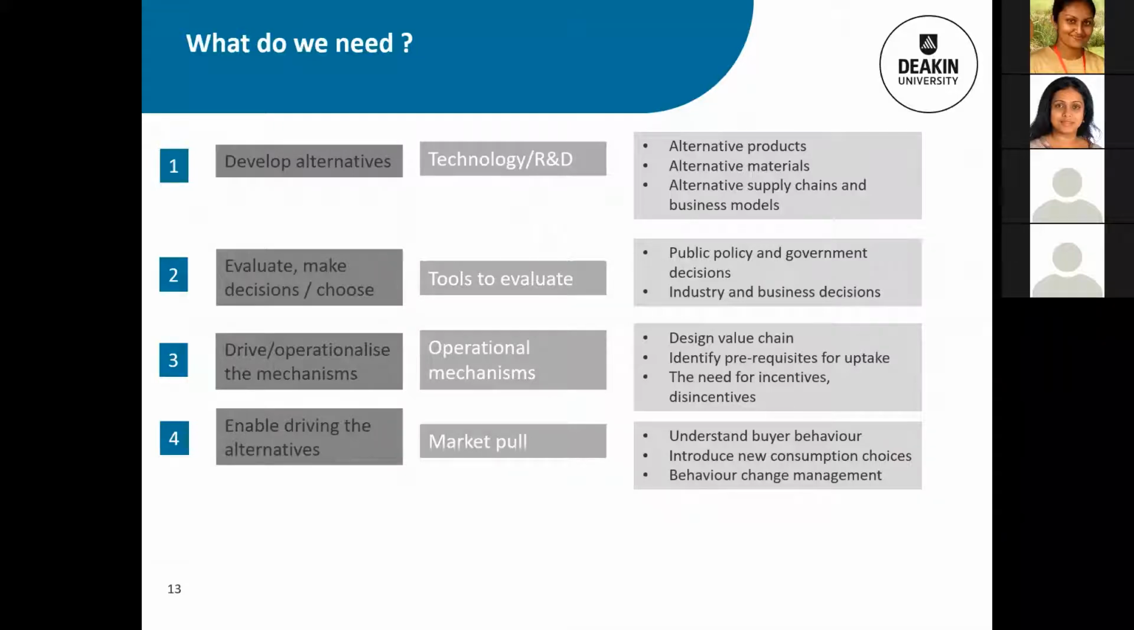And fourth, with a new economy developing new materials, there will be new consumption choices that need to be introduced. So there are new markets created where buyer behavior needs to be understood, new consumption choices, and behavioral change management in terms of consumption needs to be introduced. So these are, once again, high level strategies. If you think of the basic 4 steps that we require to implement alternatives towards a circular economy.